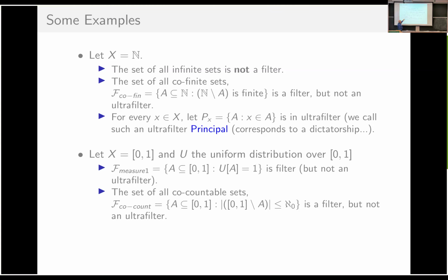Another example is the set of co-countable sets. If the complement is countable and you take the intersection, the complement will still be countable. So if you have an infinite set, the set of co-countable sets is also a filter.